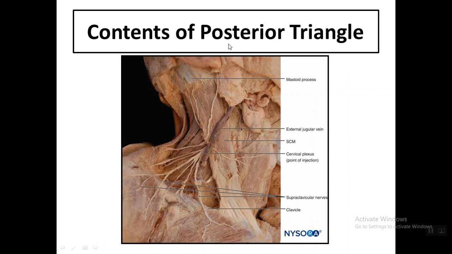What are the contents of the posterior triangle here? We can see that the external jugular vein will pierce the investing layer of deep cervical fascia and pass through the triangle to drain into the subclavian vein. Also, these are the branches of the cervical plexus, also one of the contents of the posterior triangle.